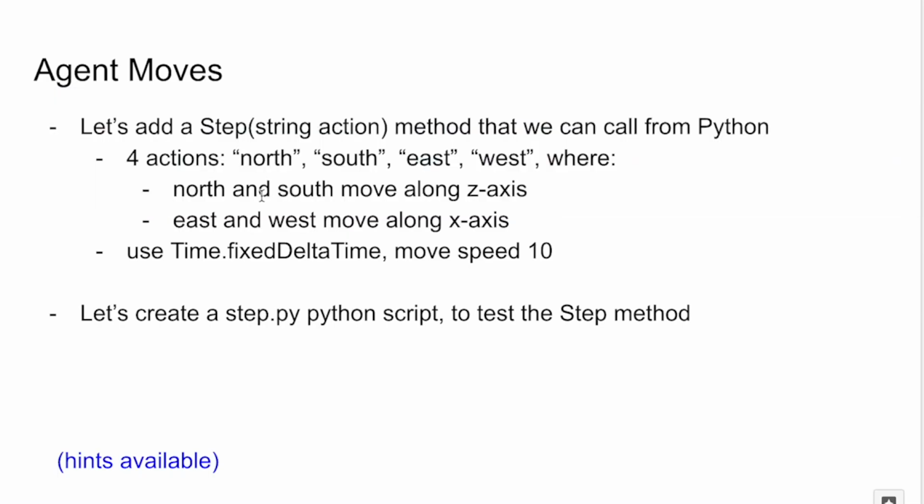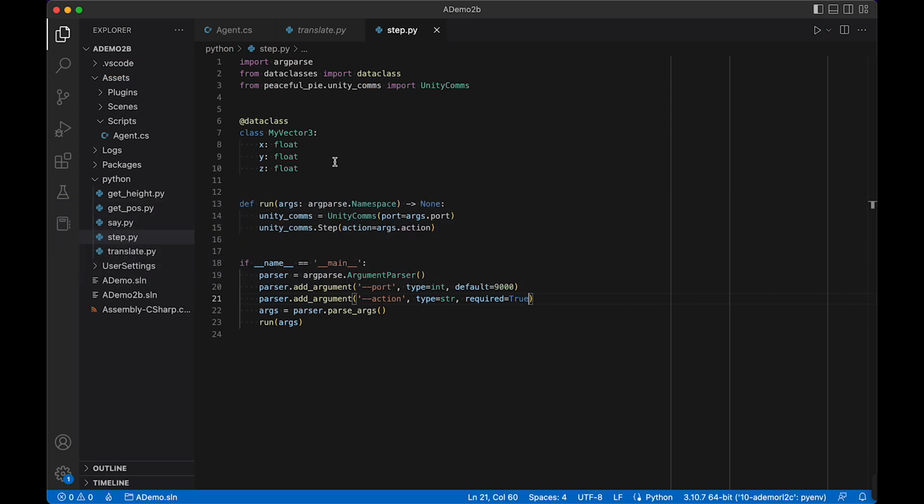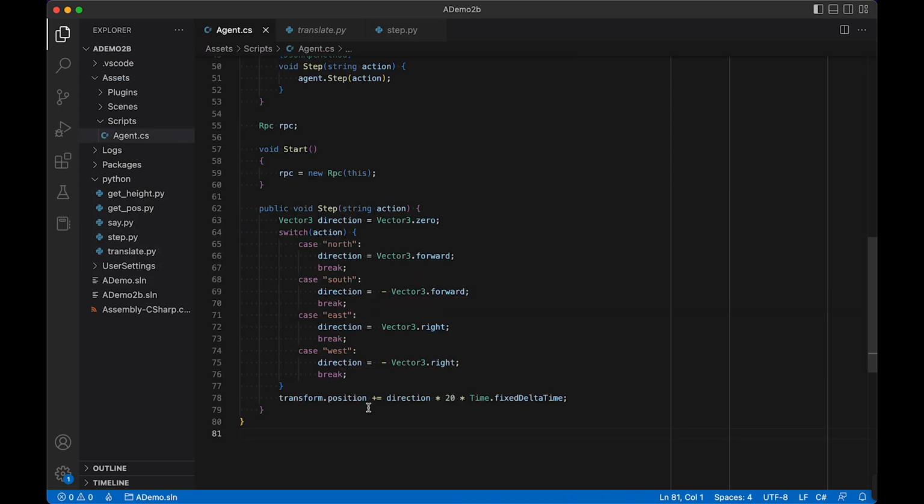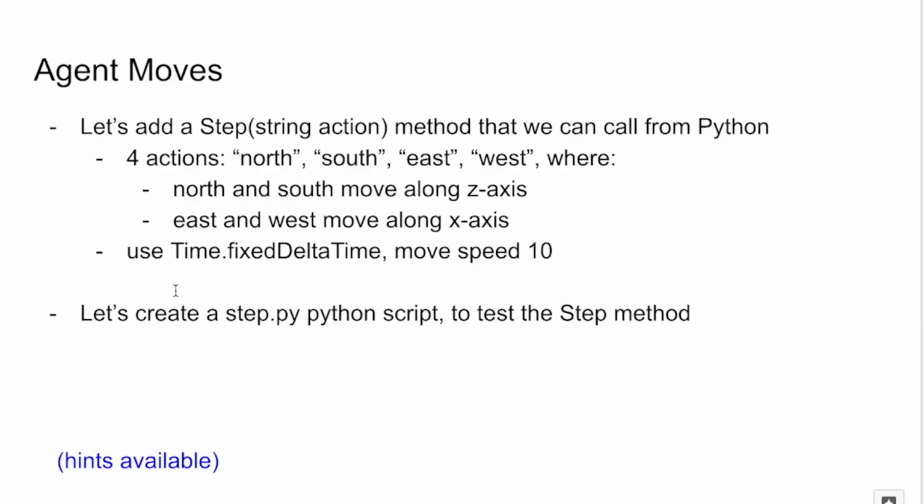All right, so if we go look at the task, do we have a step action that takes in a string, goes north, south, east, and west? Yes. Are we multiplying by the speed 10 and the Time.fixedDeltaTime? Yes. Let's go there. That's this bit. Oh, whoops, that should be 10, right? And we have a step.py script to test that.